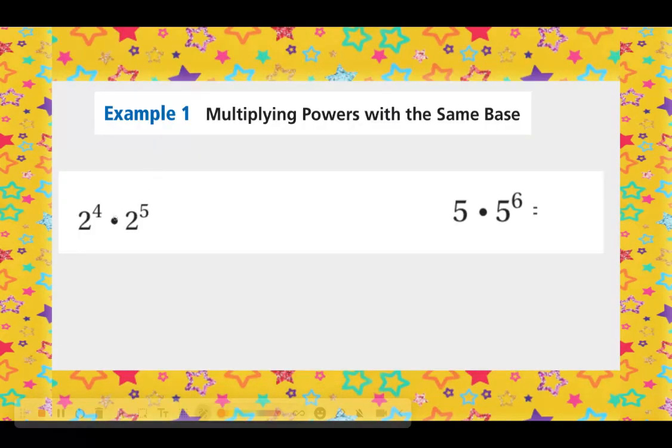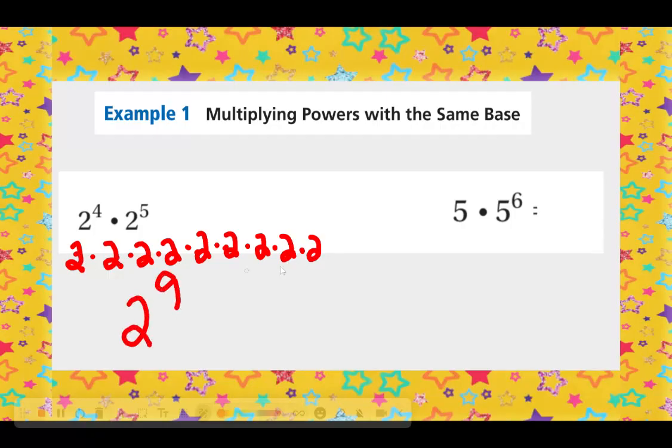Okay, so let's try some. If we wanted to write out the expanded form, we would have 2 4s, and then we'd have 4 2s, and then we'd have 5 more 2s. 2, 3, 4, 5. 1, 2, 3, 4, 5, 6, 7, 8, 9, which gives me 2 to the ninth power.